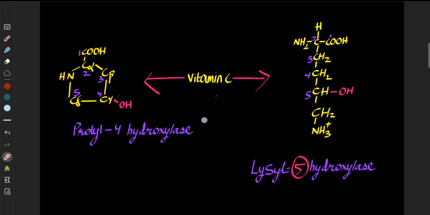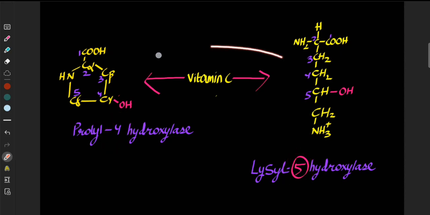But then we have to know the name of the enzyme as well, that is prolyl 4-hydroxylase, because it is adding a hydroxyl group in the fourth position, that's why. And then it's the enzyme, so hydroxylase. And then similar with this one, so we just have to remember the fourth and fifth position, right?